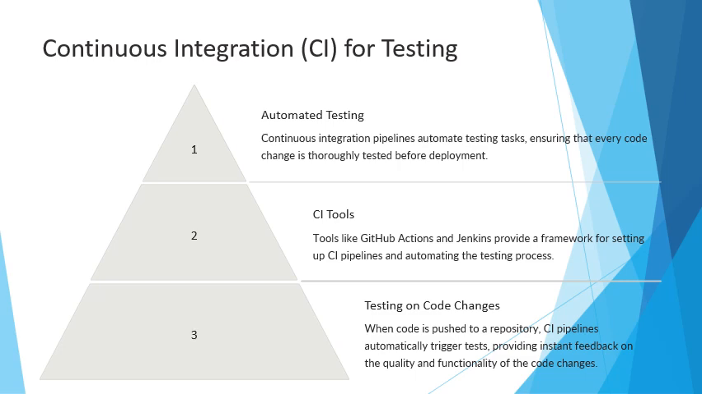So now let us look at continuous integration for testing. Automated testing. Continuous integration pipelines automate testing tasks, ensuring that every code change is thoroughly tested before deployment. We have CI tools. Tools like GitHub Actions and Jenkins provide a framework for setting up CI pipelines and automating the testing process. Then, the testing on code changes. When code is pushed into a repository, CI pipelines automatically trigger tests, providing instant feedback on the quality and functionality of the code changes.